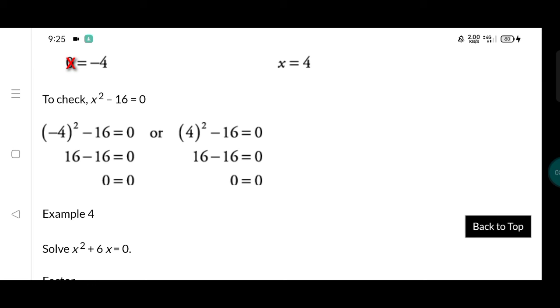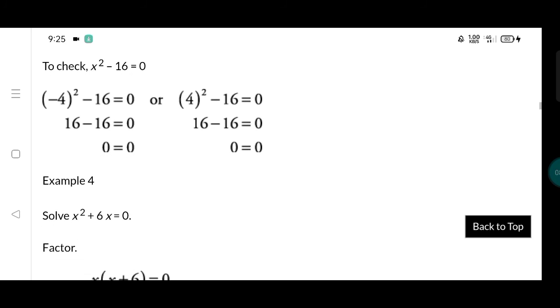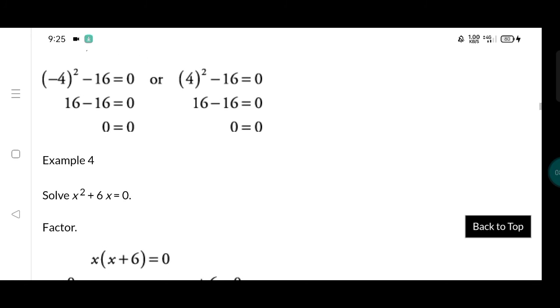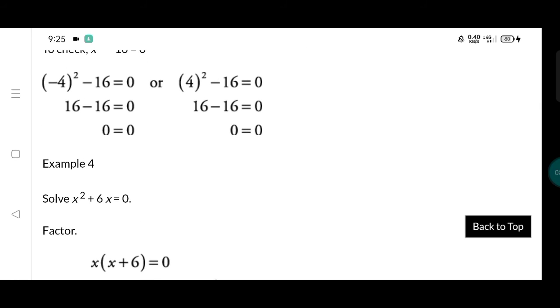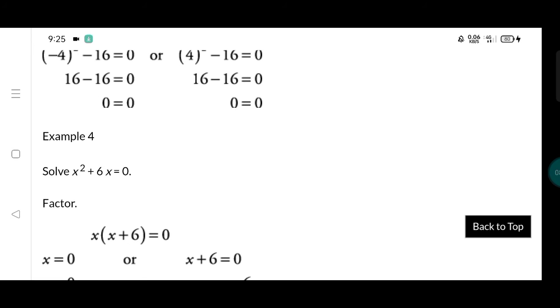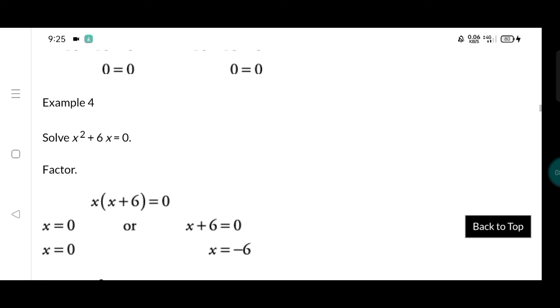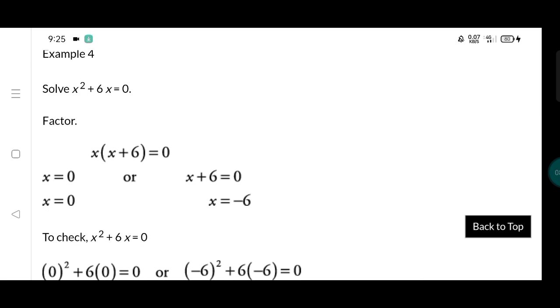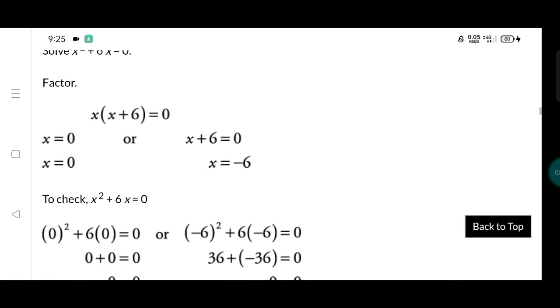Next is our last example for factoring. Solve x squared plus 6x equal to 0. We can factor this into x times x plus 6 equal to 0. So we have the solutions x equal to 0 and x plus 6 equal to 0, so x is equal to -6.